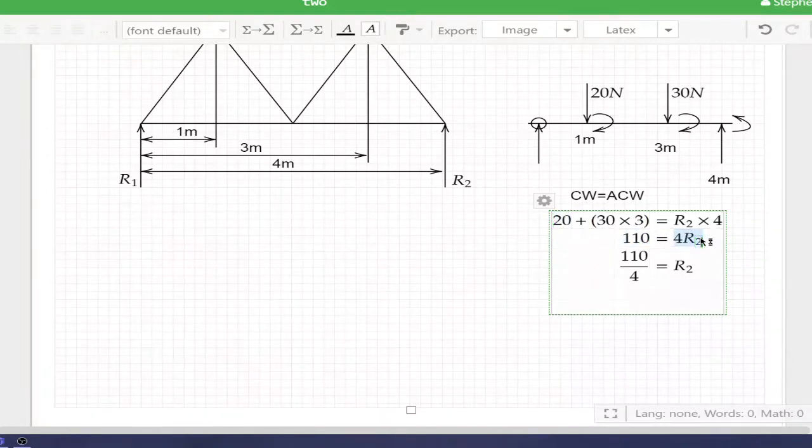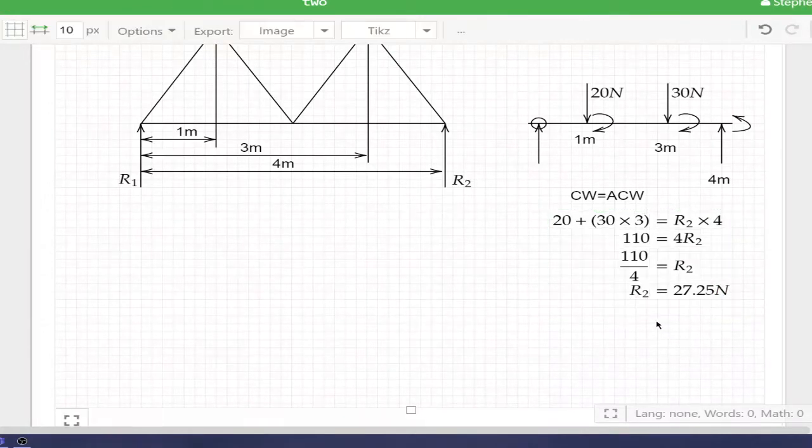and that must equal 4 times R2. So we move the 4 across, so we get 110 divided by 4 equals R2. So it's just a simple case then of working that out, and that is our answer. So we get an answer of 27.25, and obviously we stick an N after that because we want to know what we found out. So we found reaction force 2 there.